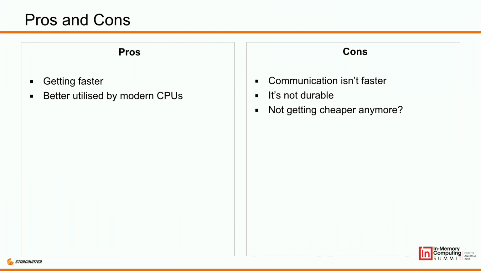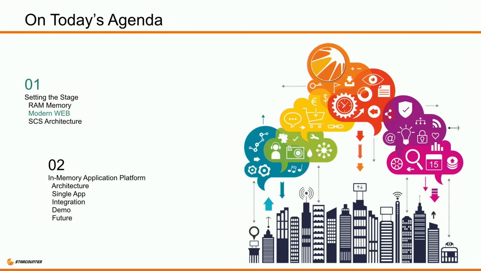So regarding RAM memory, it's still getting faster. With the next generation of memory, it's better utilized by modern CPUs, especially new multi-core CPUs. But what is bad about RAM memory? Well, communication with this memory and the storage that is in that memory is not getting faster anymore, and we cannot really overcome latency. This memory is still not durable, meaning that we need to use some persistent storage. Of course, there are approaches like Intel NVM, but we'll be back to that a little bit later.